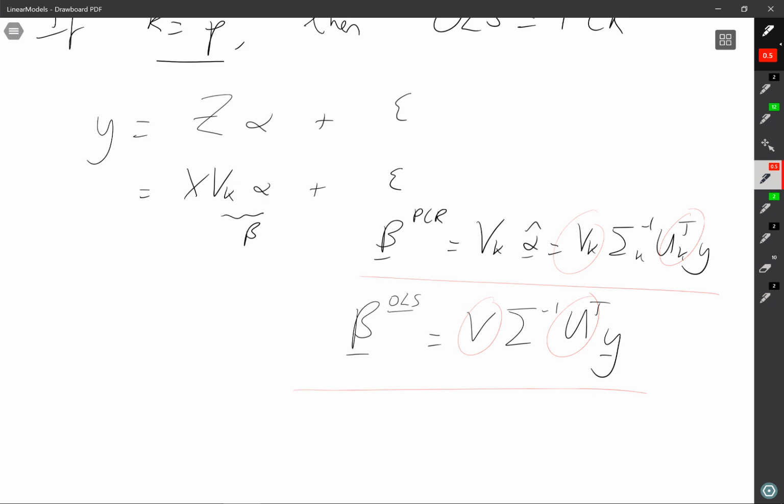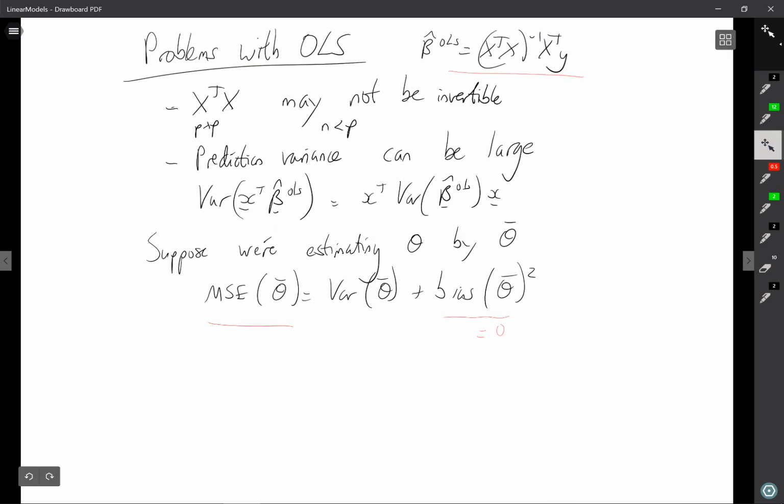Okay, so why do we use principal component regression? Well, it's to fix the problems we said before. Sometimes X transposed X is not invertible, but the PCR estimator doesn't care. We can still do PCR. Similarly, as you'll see on the example sheets, the prediction variance for PCR can be less than it is for OLS. So we can get better estimates using principal component regression sometimes than we can using ordinary least squares regression.